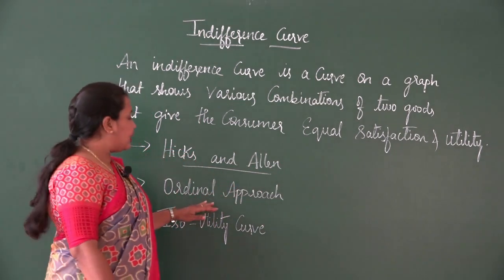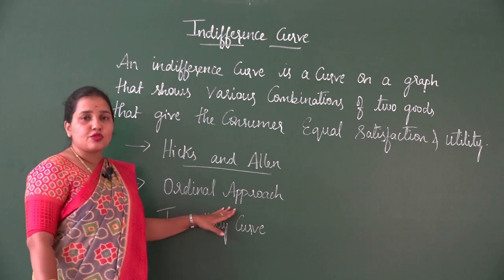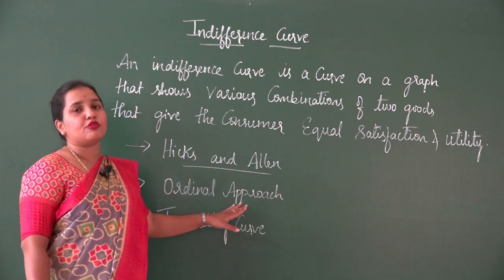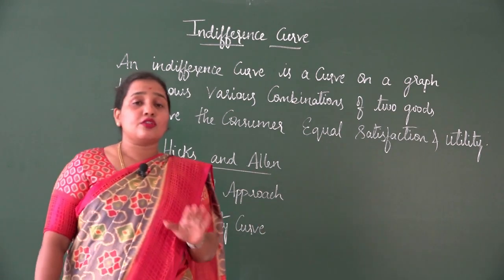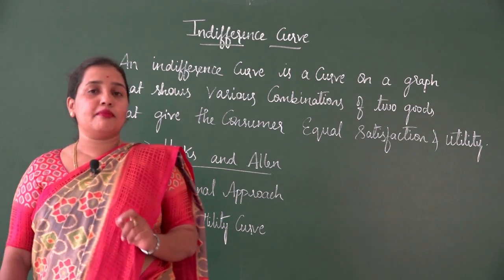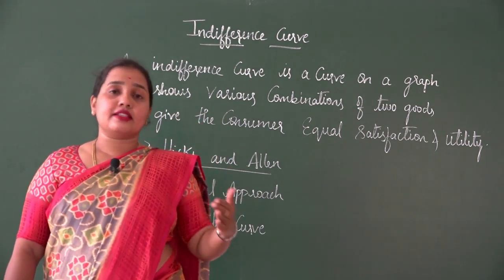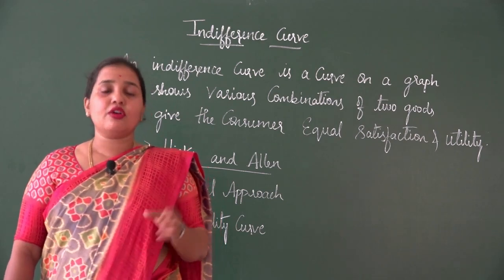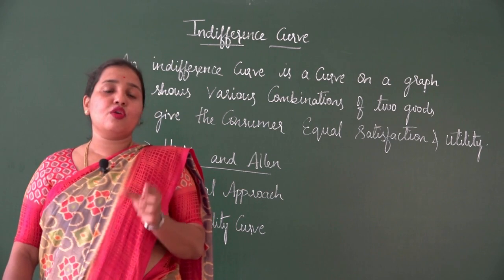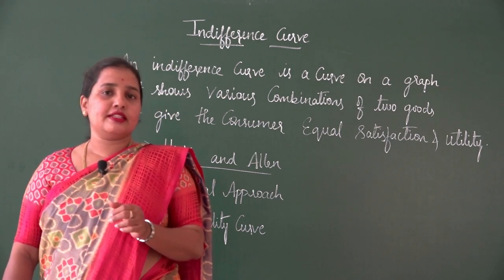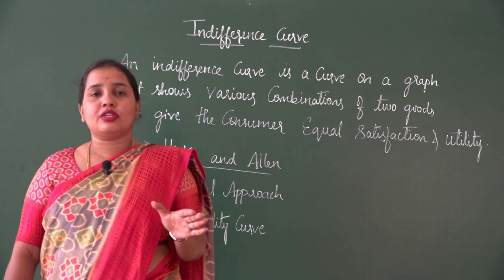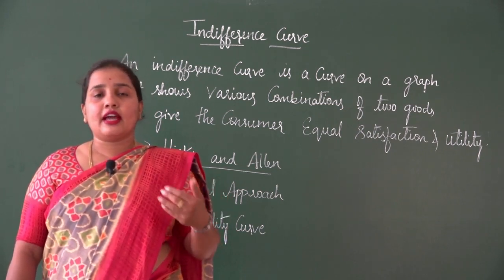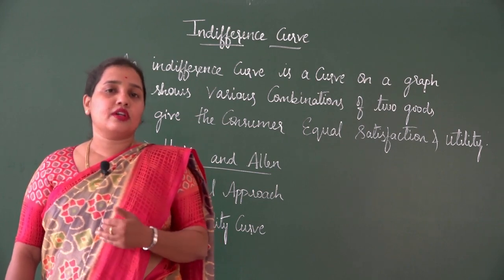Here, if you look into indifference curve, it belongs to ordinal approach. As I already have explained you, ordinal approach of utility analysis does not measure the utility in terms of number, rather it ranks the utility derived by the consumption of the commodities. Therefore, indifference curve belongs to ordinal approach of utility analysis, which does not measure the utility in terms of number, rather it ranks the utility derived from the consumption of the commodity.